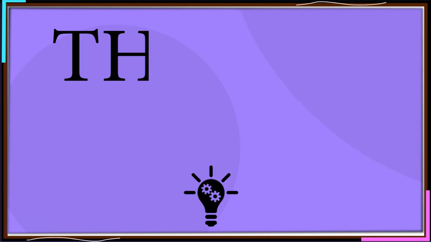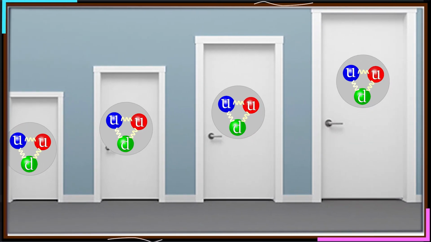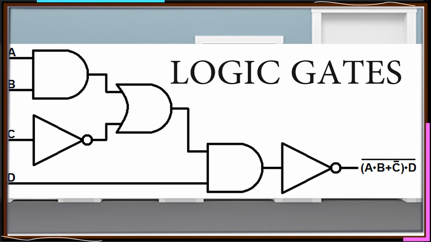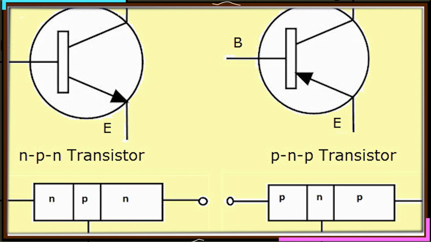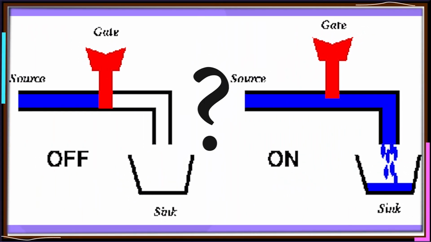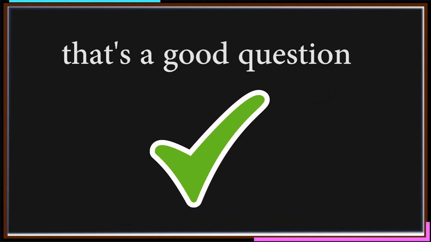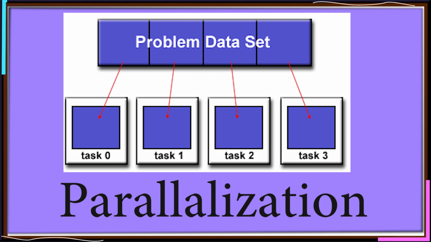So probably the most important invention of this century has been the invention of gates, or more specifically electronic gates or logic gates, aka just transistors. But what's so special about just a gate that can either allow or block an electrical signal, you may ask? Well, that's a good question, and a good answer is parallelization.